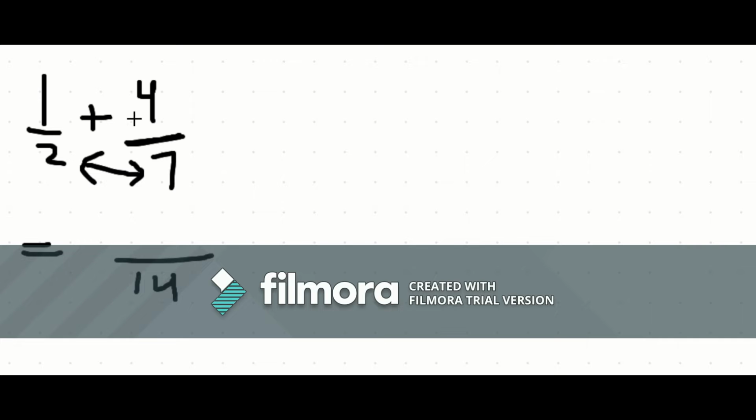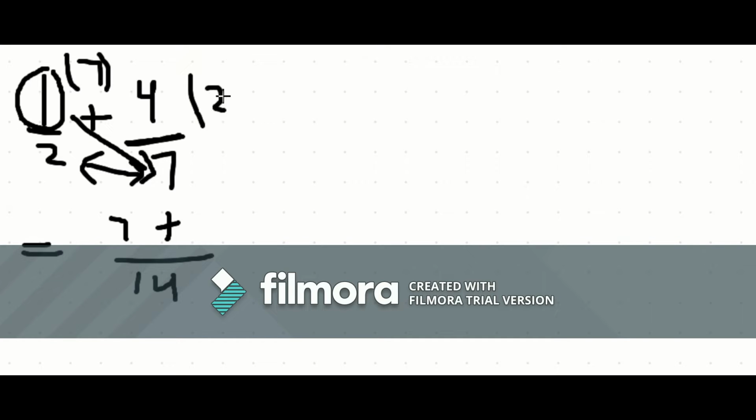And then similarly you're going to come up here and then multiply this number by its diagonal denominator, which is a 7. So 1 times 7 is 7. And then similarly, you're going to multiply this 4 by its diagonal denominator, which is 2. So 4 times 2 is 8.